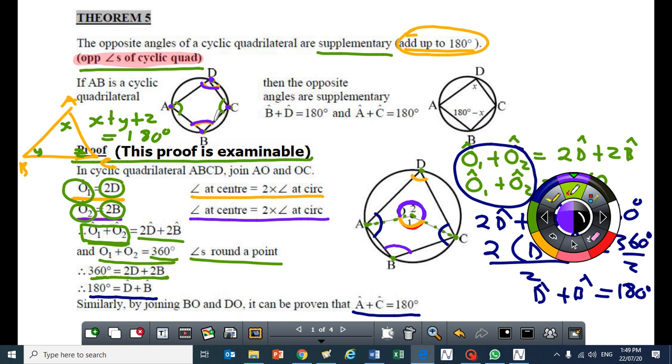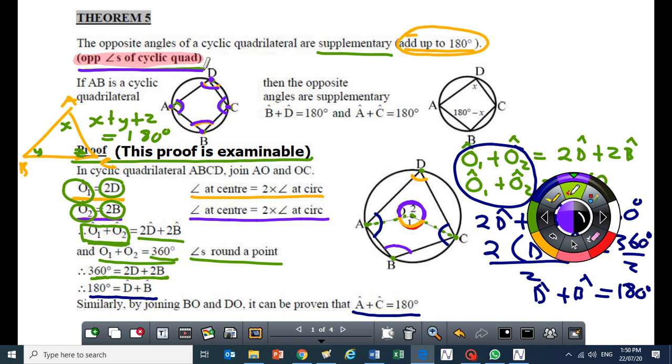The opposite angles of a cyclic quadrilateral are supplementary, which means they add up to 180. Also, if you look at angle A plus angle C, if you add them, they also give you 180 degrees. The shortcut in terms of the reason is this one here.